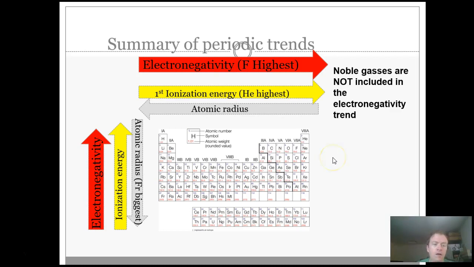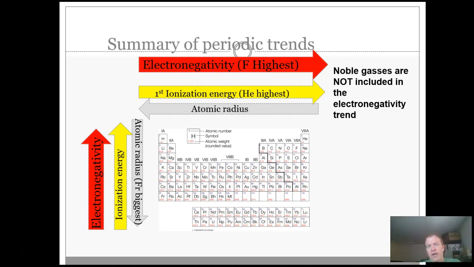And then electronegativity. Electronegativity is a tendency to attract electrons in a covalent bond. Fluorine has the very highest electronegativity of all the elements. This is very important to pay attention to. The noble gases are not included in the electronegativity trend. If you just looked at these arrows, you would think the most electronegative is helium, but it is fluorine. The noble gases are, however, included in the other two trends. So specifically with electronegativity, the noble gases are not included in that trend.